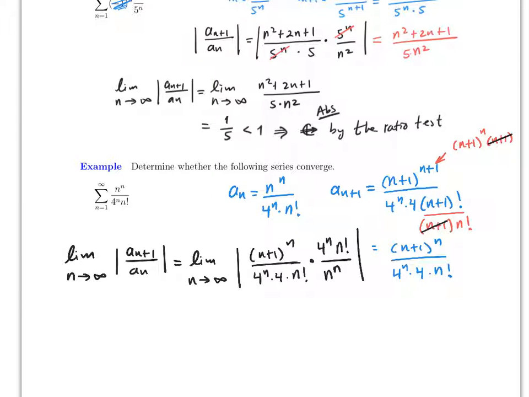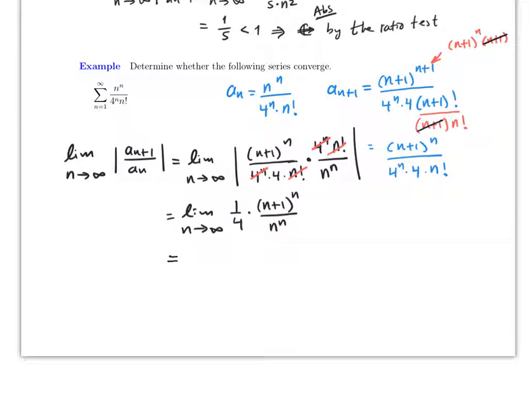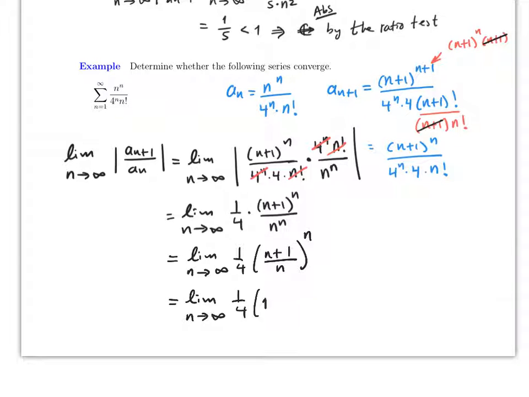Okay, so what can we cancel here? You can cancel the n factorials, the 4 to the n, and we're left with the limit as n goes to infinity of 1/4 times n plus 1 to the n power over n to the n, which is the same thing as the limit as n goes to infinity of 1/4 times n plus 1 to the n over n to the n power, which is the same thing as the limit as n goes to infinity of 1/4 times 1 plus 1 over n to the n power.